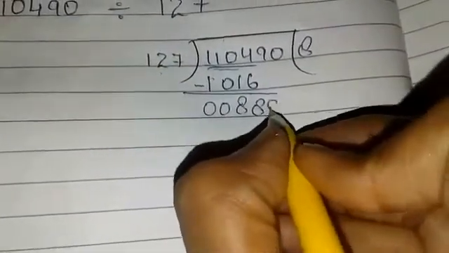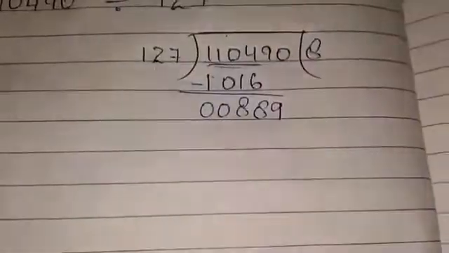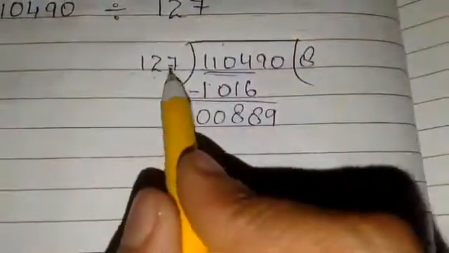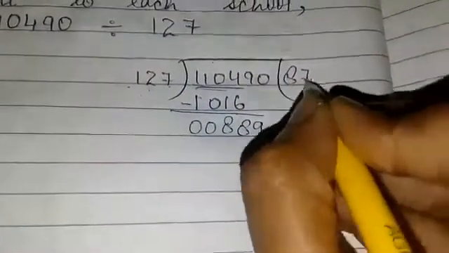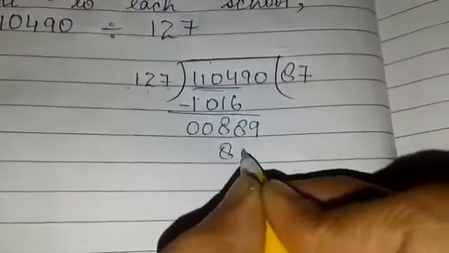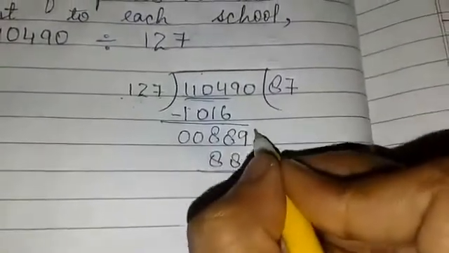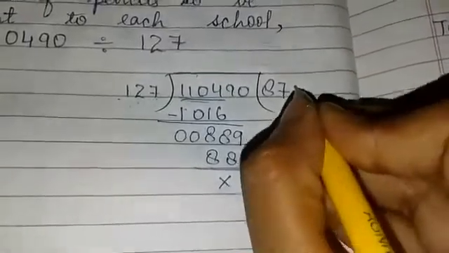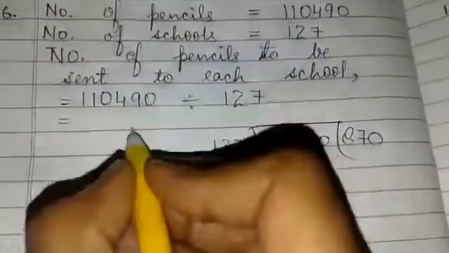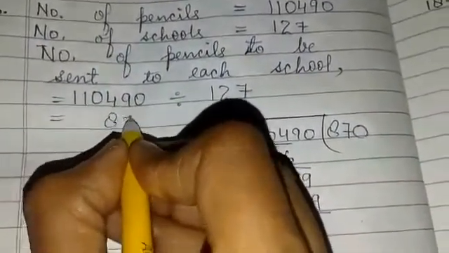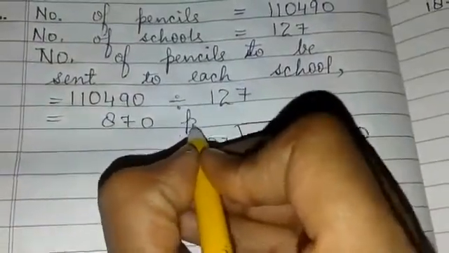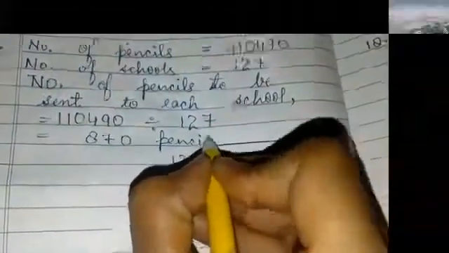Next digit is 9. So 889, 127 sevens are 889. It's crossed out, then again 1, 0 is left here, we will put 1. So 870 pencils were sent to each of the schools.